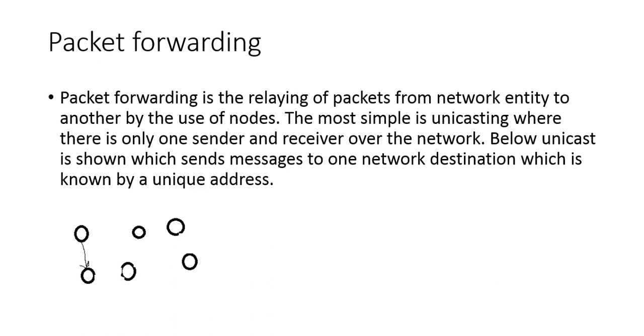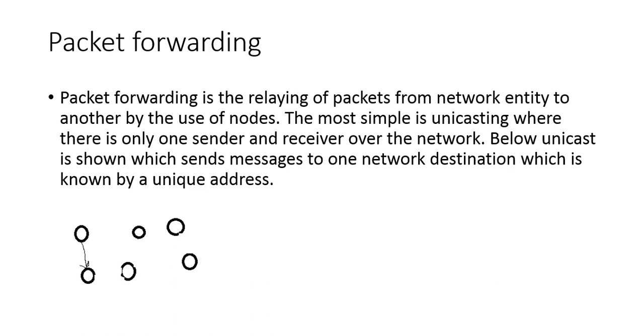Below, unicast is shown, which sends messages to one network destination, which is known by a unique address. As you can see, there's 6 nodes here, and we've got one sender with the arrow, although it's a very crappy drawing. We've got one sender and then one receiver, even though we have 6 nodes on the network.